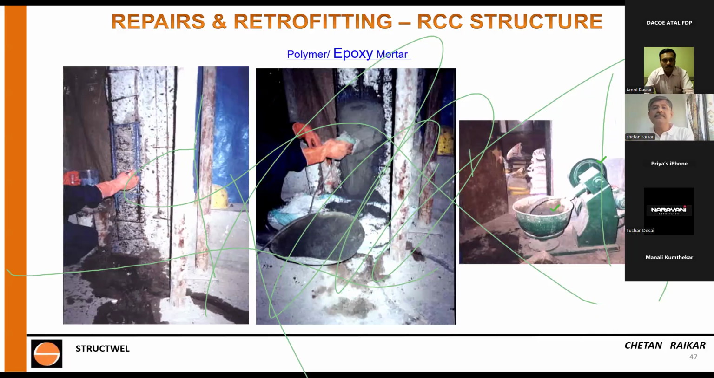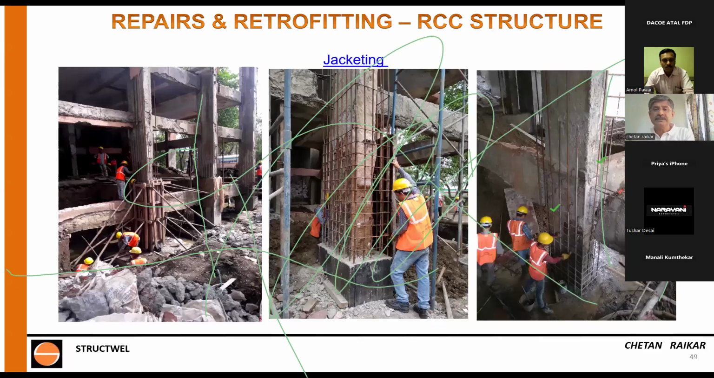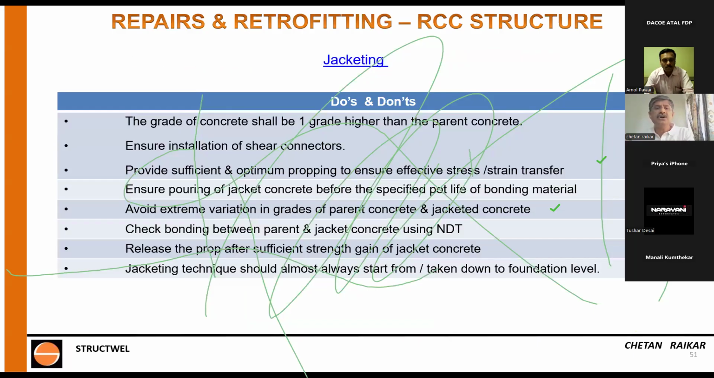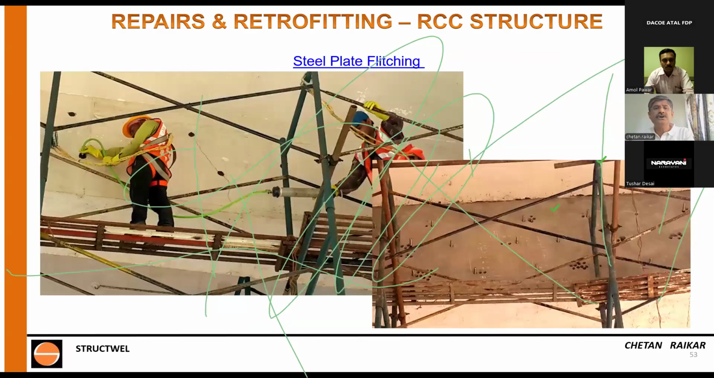This is where the bonding material is laid. This slide you saw last time of the jacketing. Let me go a bit faster on this. This is where a complete structure was jacketed, as I told you last time, for additional load carrying capacity in an industrial structure. It was some 3, 4, 5-story structure where all the columns from the foundation to top were jacketed. Jacketing we saw, fiber wrap we saw, steel plate fleaching we saw last time.